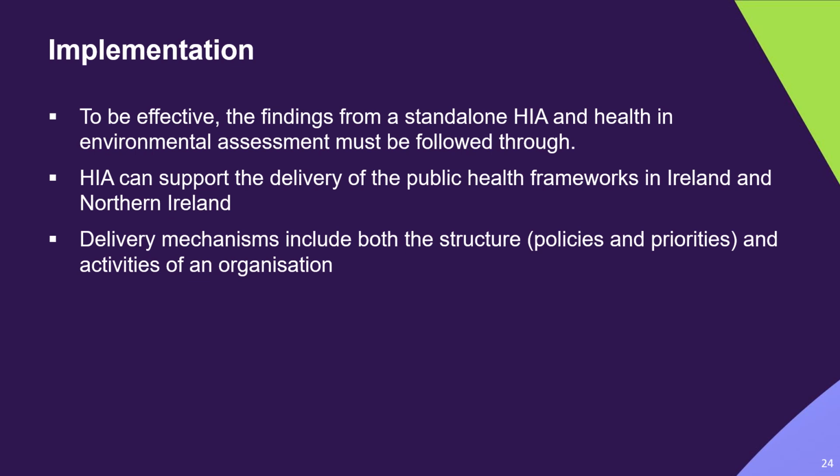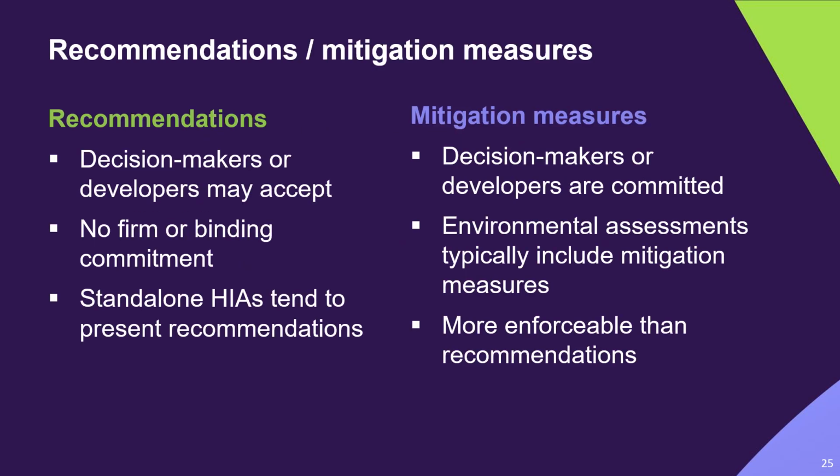And this can be achieved through intersectoral working and an analysis of what health in all policies means for a particular proposal. In turn, the public health frameworks can support the delivery of health impact assessment by providing the mechanisms for the HIA findings, including recommendations and mitigation measures to be implemented. These delivery mechanisms include both the structure of the organisation in terms of its policies and priorities, as well as the activities of an organisation.